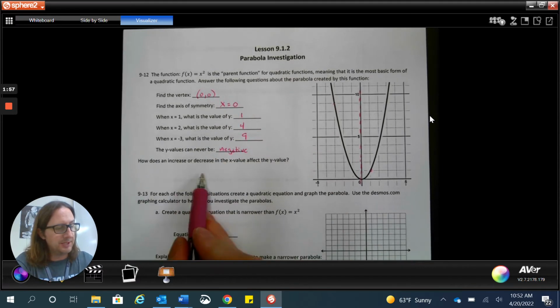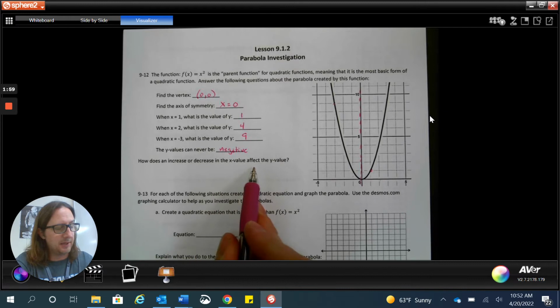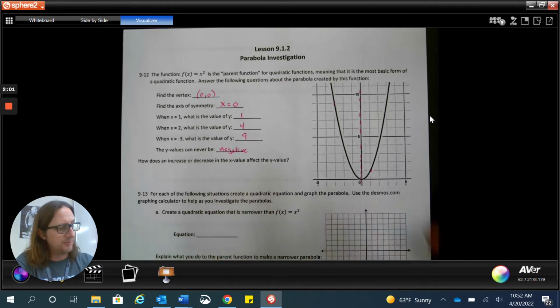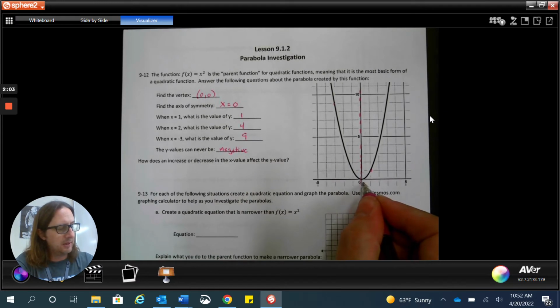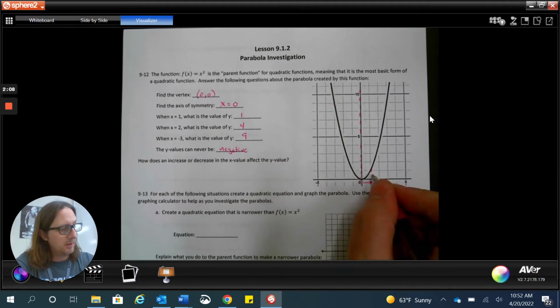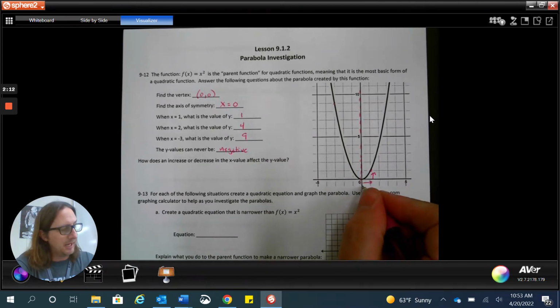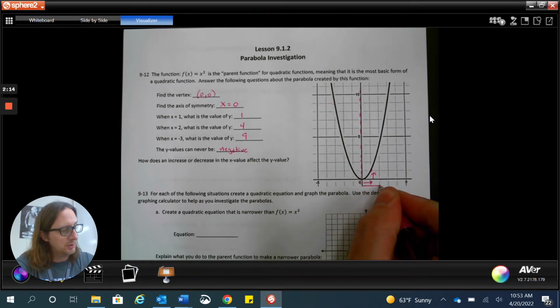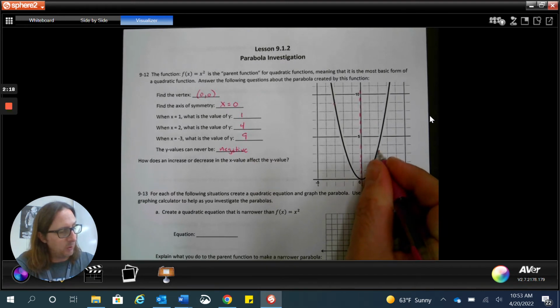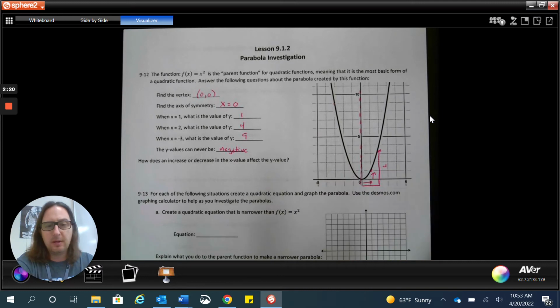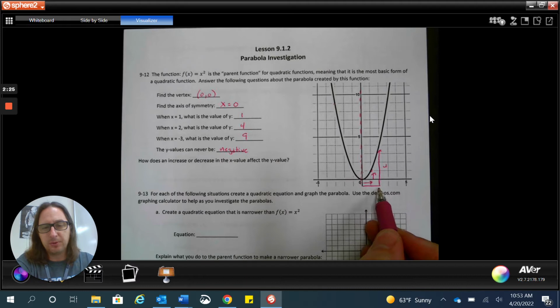How does an increase or decrease in the x value affect the y value? So if I start here at my vertex and I increase my x value by 1, my y value increases by 1. But if I increase my x value by 2, my y value doesn't increase by 2, it increases by 4 instead. So basically, each increase of your x value is squared when you look at your y value.